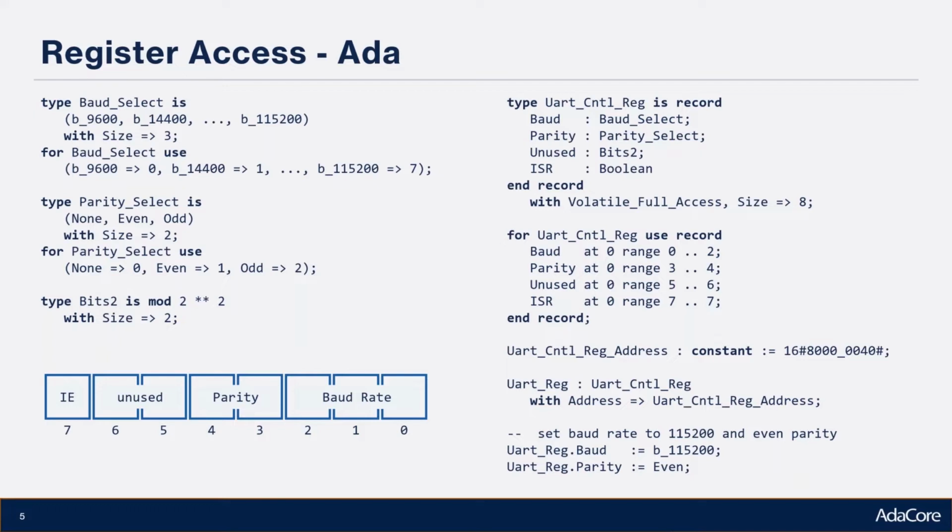For each of these enumerations, you see for baud select use blah, and for parity select use blah. Those things are called representation clauses, and they define the actual hardware values to be used for each enumeration literal. Now, on the bottom of that first column, you see that clause type bits 2 is mod 2 to the second, right? So that star is exponentiation in Ada.